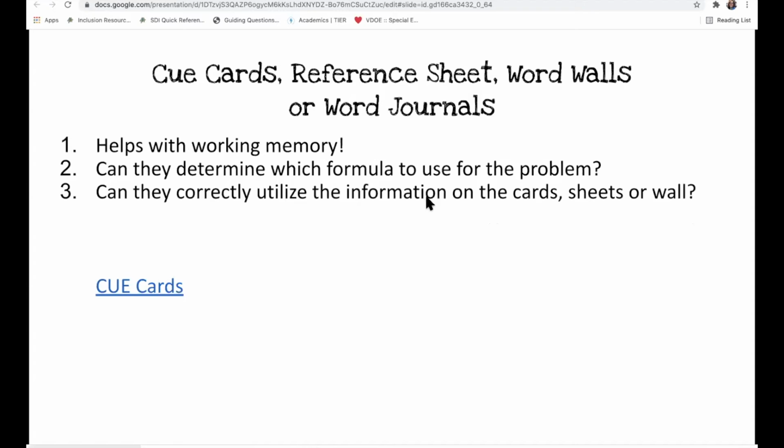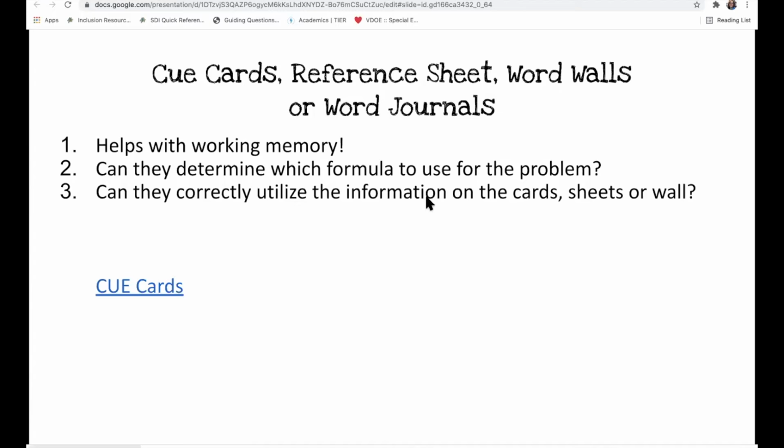Now, cue cards, reference sheets, and we know that they are provided with reference sheets. We know that during parts of the test, they are provided with reference sheets. That is overwhelming if they have not seen those same things. So go back again and explicitly teach how to use the reference sheet. When would I use this formula? What does it need to say in it? When would I use this information on the reference sheet? Talk to them about those kinds of things.